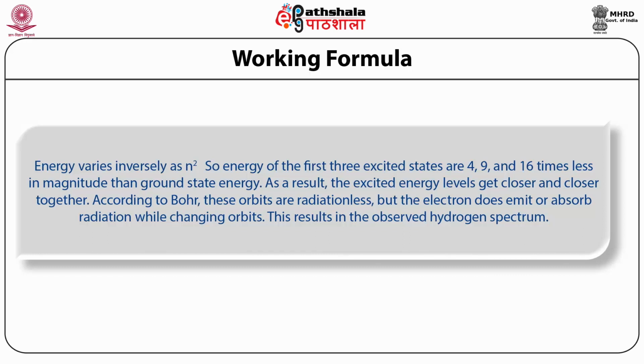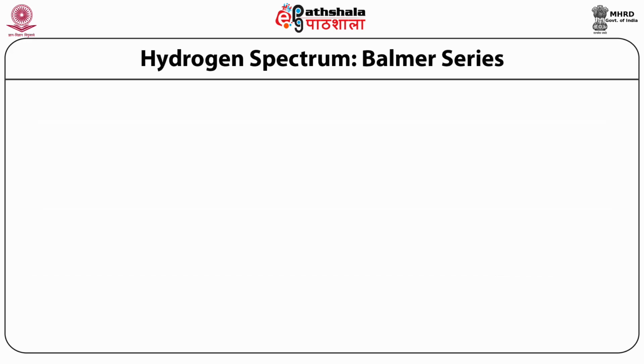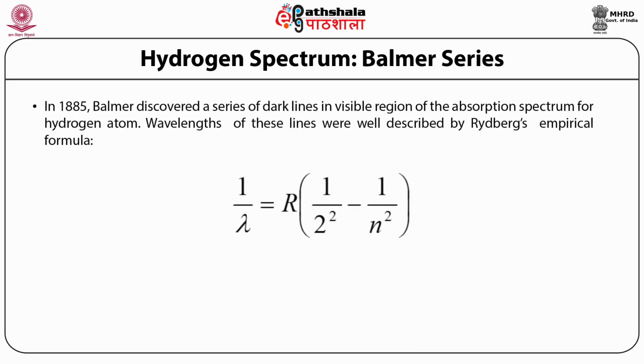So this results in the observed hydrogen spectrum. That's the hydrogen spectrum is due to the transition of electrons from one orbit to another. Now we come to the hydrogen spectrum, and the spectrum which is observed in the visible region is called the Balmer series, and it was observed way back in 1885. It was observed by Balmer, who was a school teacher in Switzerland.